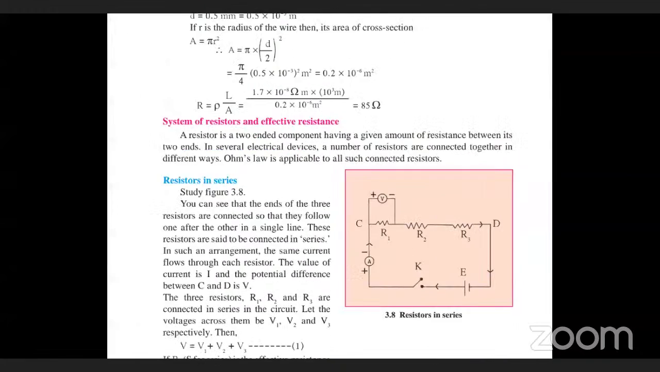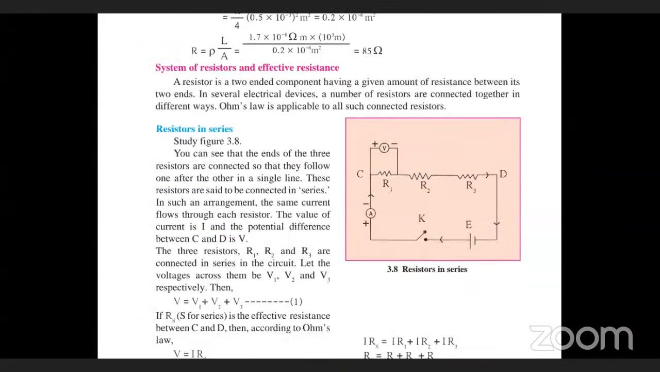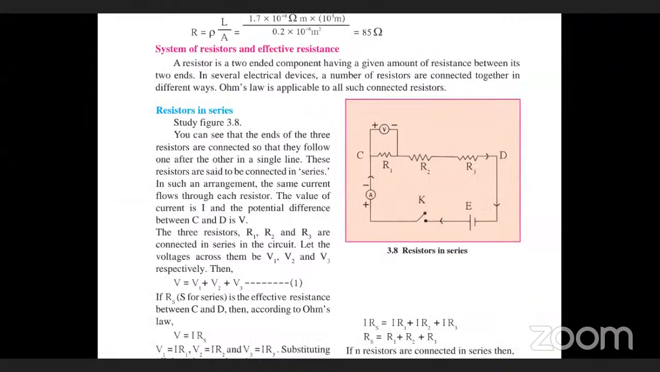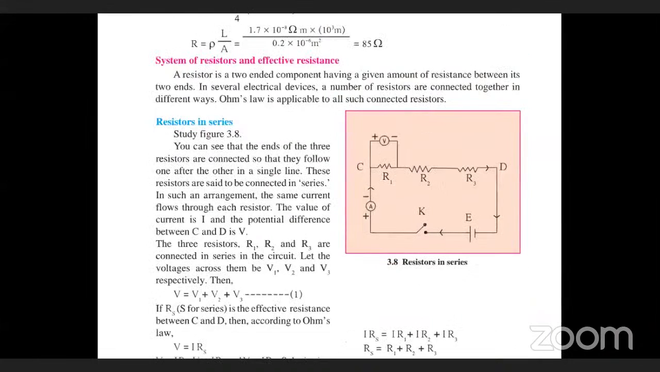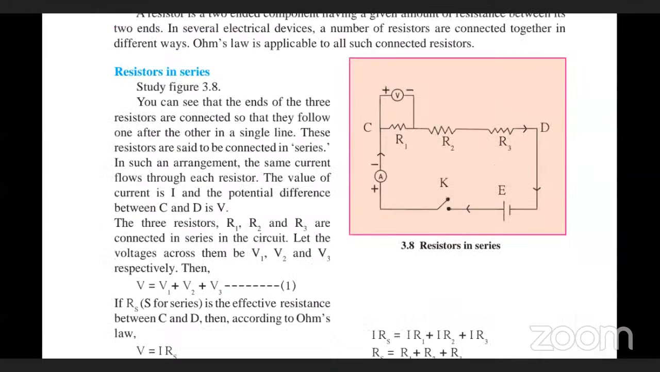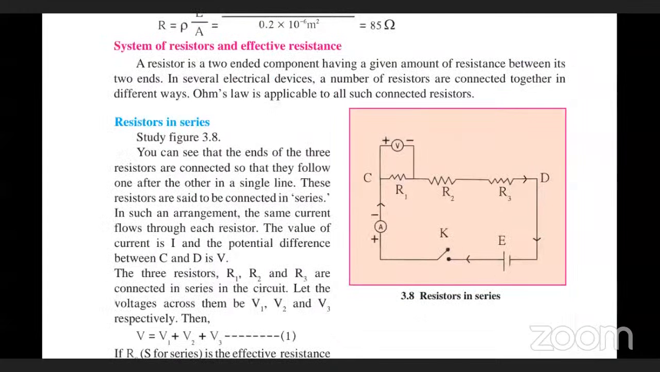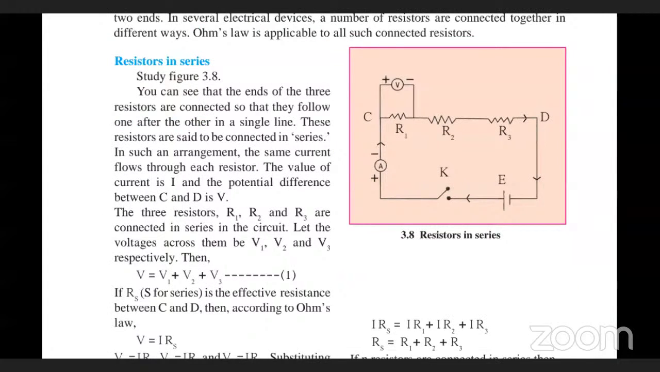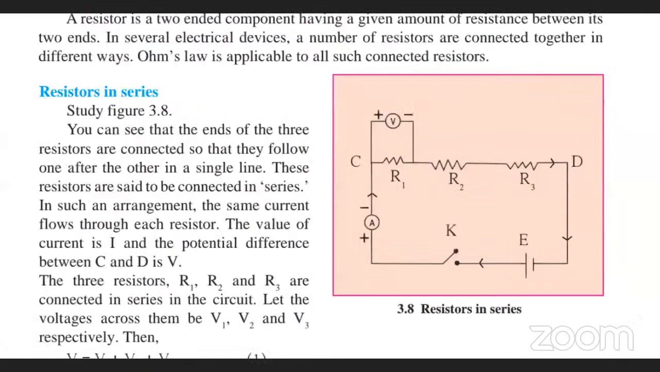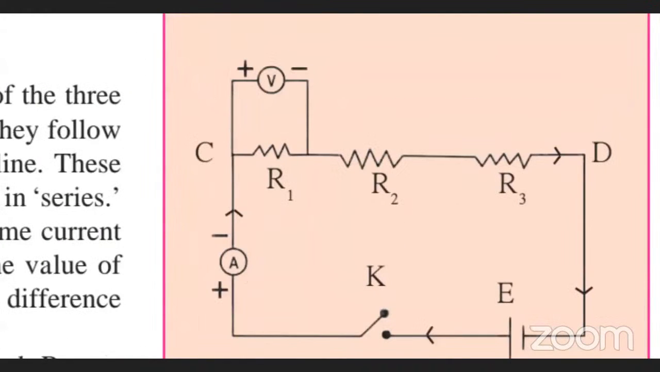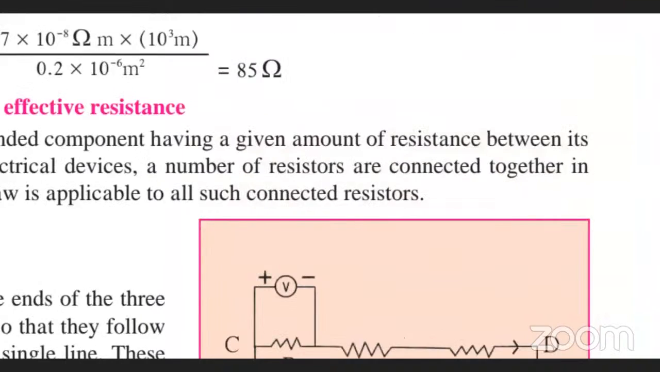The next is system of resistors and effective resistance. Now we need to understand resistors in series and resistors in parallel. This is a circuit diagram shown here, resistors in series, study figure 3.8. You can see that the ends of the three resistors are connected. You can see R1, R2, R3 are the three resistors.